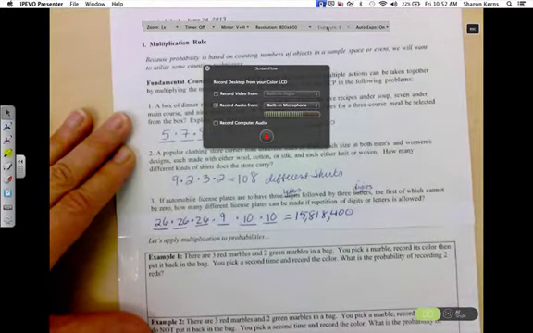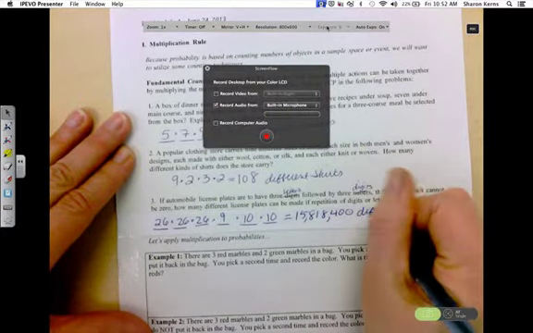So I get 15,818,400 different license plates.